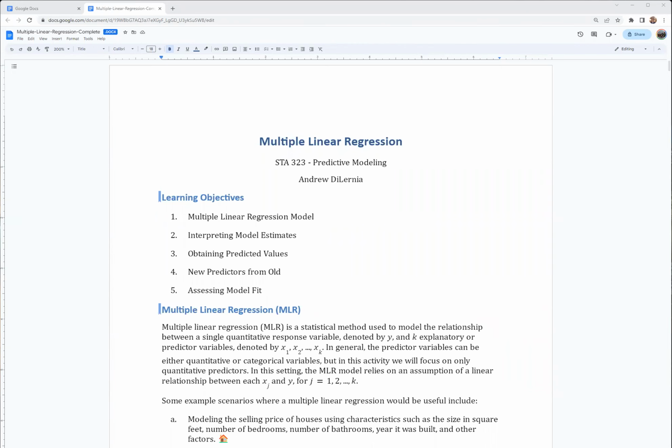Hey everyone, in this video we're going to be looking at multiple linear regression. So broadly we're going to be looking at the multiple linear regression model itself, how we can interpret estimates that we get using R, how we can calculate predicted or estimated response values given a certain value for our predictor variables, how we can construct new predictor variables from current ones to use as additional predictors in our model, and then also how we can assess how well our model is doing in capturing patterns in our data and how well our predictors are explaining our response variable of interest.